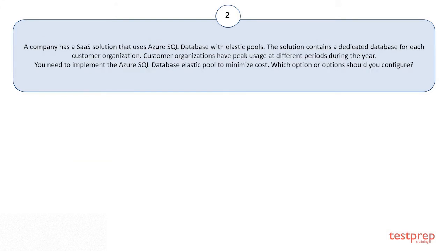Company has a SaaS solution that uses Azure SQL database with elastic pools. The solution contains a dedicated database for each customer organization. Customer organizations have peak usage at different periods during the year. You need to implement the Azure SQL database elastic pool to minimize cost. Which option or options should you configure?